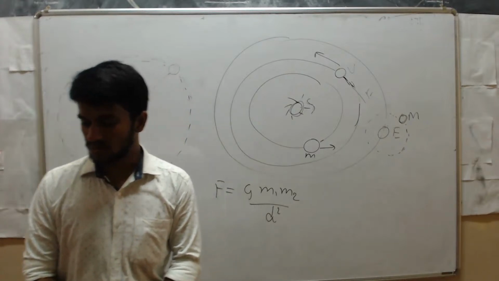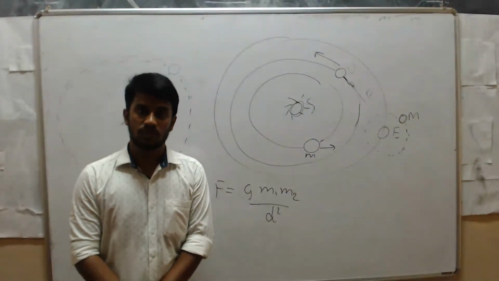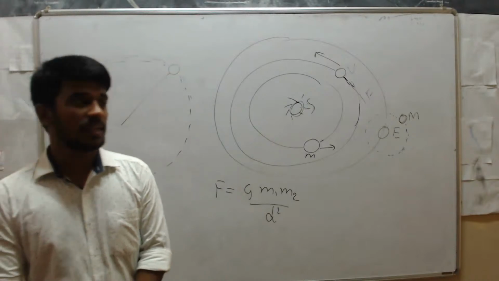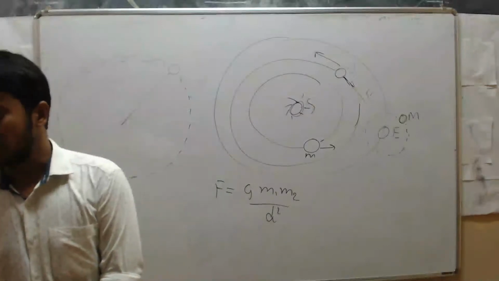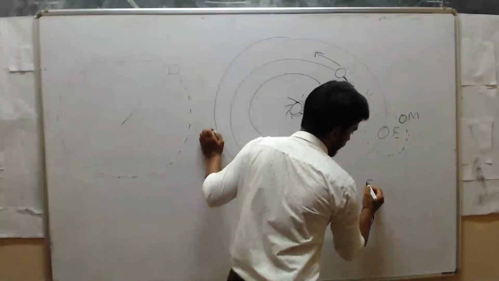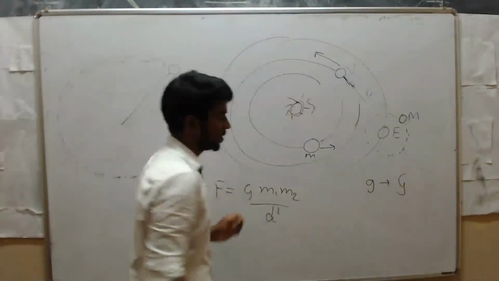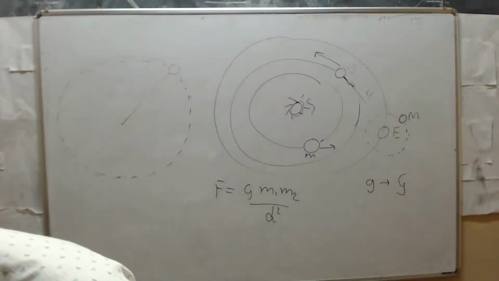In tomorrow's class we will discuss free fall. I have already told you what free fall is. When objects are under the influence of gravitational force, we say those objects are in free fall. Tomorrow we will discuss the relation between small g and capital G. Tomorrow's class is important, so don't miss it.